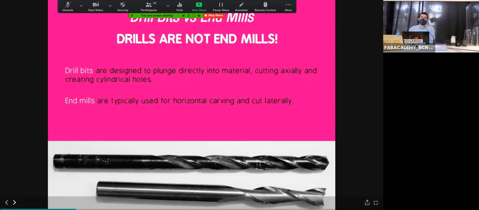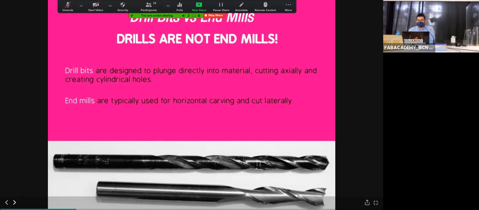Drills are not end mills. First rule, you don't use the one that you use in the hand drill on the machine. First, the geometry is completely different. Second, the material is completely different.